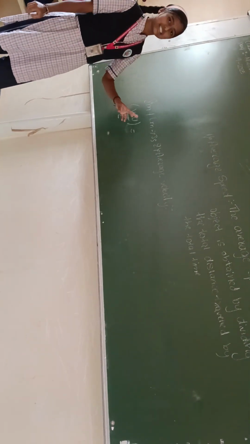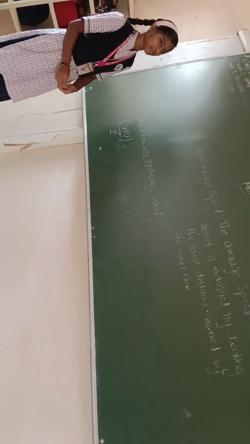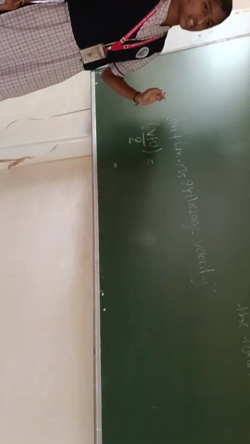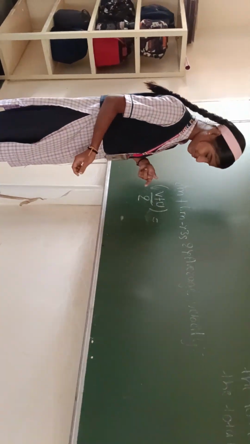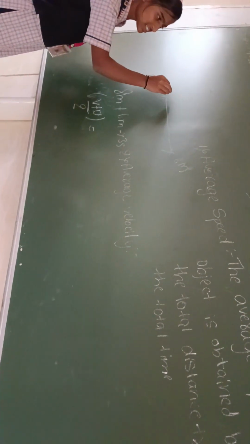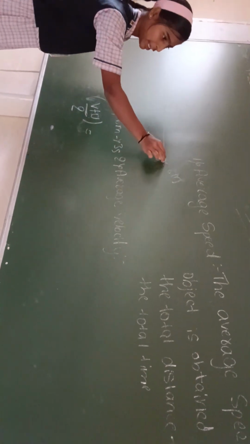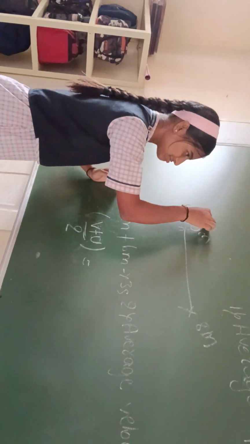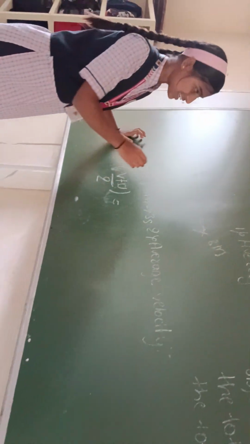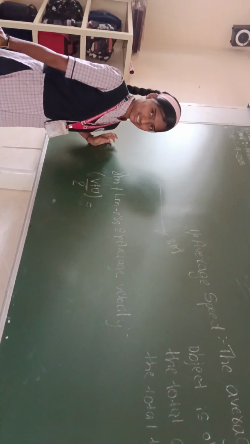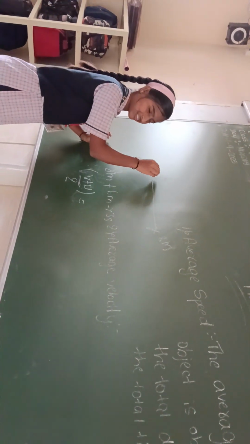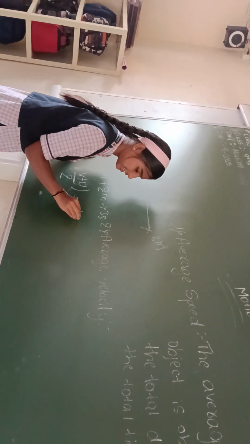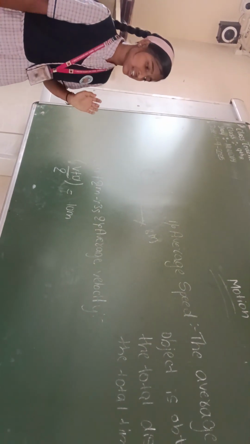First, I calculate the displacement. The displacement is obtained by adding the initial position and final position. If an object starts moving from 0 meter to 8 meter, adding both, we get 0 meter to 6 meter. Initial position is 6 meter. You start from 2 meter. We add both of these, we get 10 meter, and then calculate the average velocity.